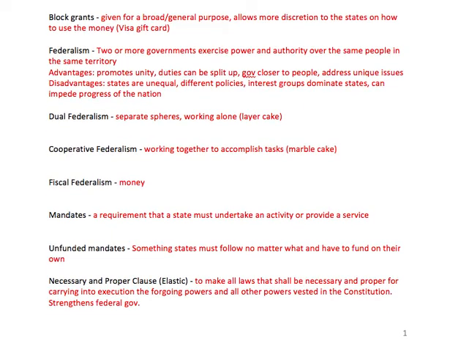Another principle of the Constitution: federalism. Two or more governments exercise power and authority over the same people. Again, it promotes unity. Duties can be split up, become closer to the people. However, sometimes different states are unequal. There's different policies, and interest groups get involved and dominate some of the states.